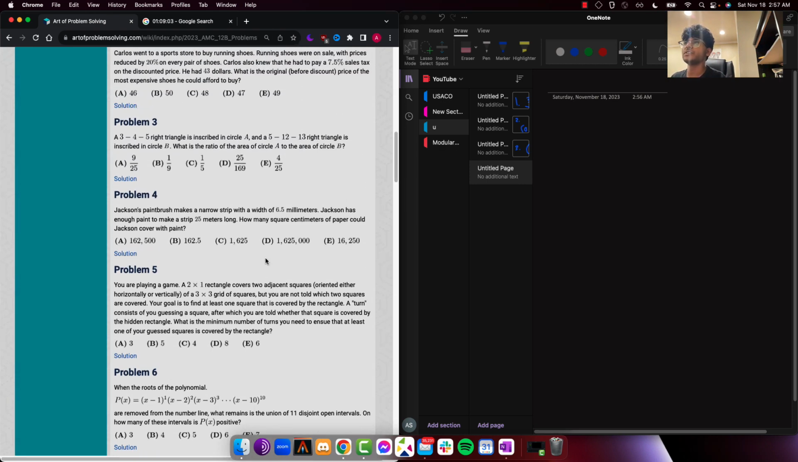Jackson's paintbrush makes a narrow strip with a width of 6.5 millimeters. Jackson has enough paint to make a strip 25 meters long. How many square centimeters of paper could Jackson cover with paint?